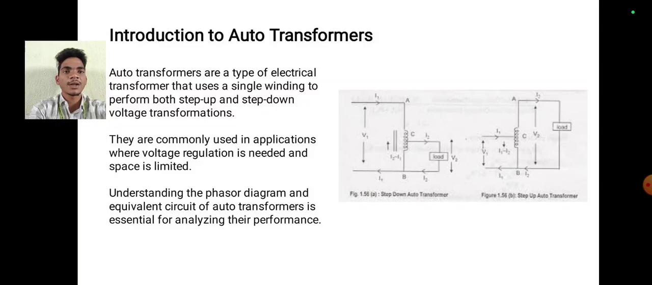Auto transformers are a type of electrical transformer that uses a single winding to perform both step up and step down voltage transformations. They are commonly used in applications where voltage regulation is needed and space is limited. Understanding the phasor diagram and equivalent circuit of an auto transformer is essential for analyzing their performance.